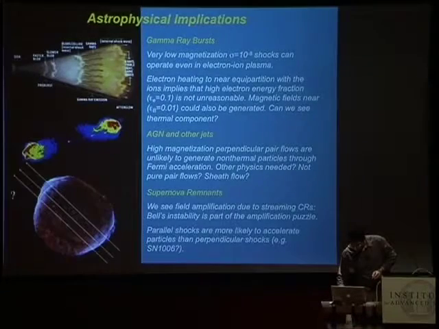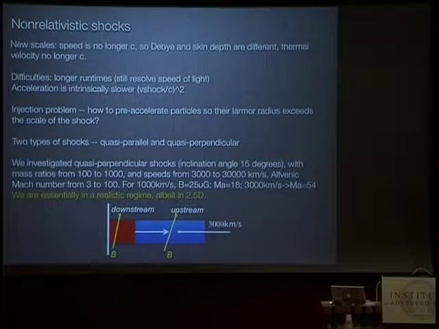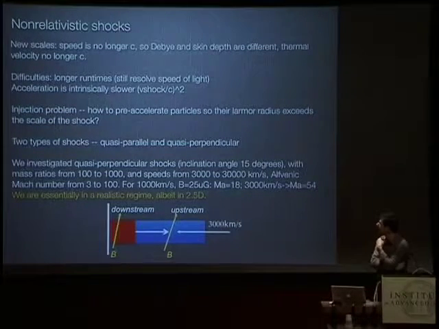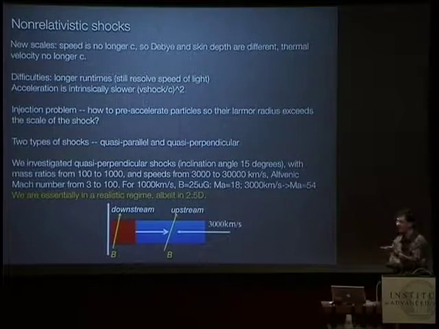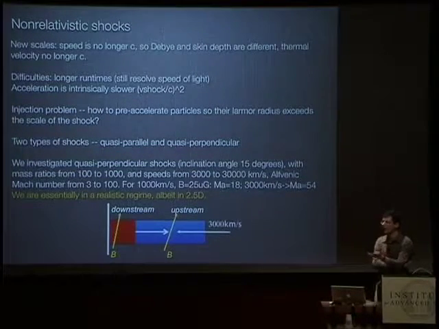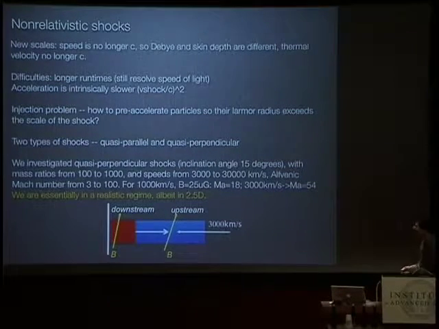Let me just skip this. Right, so non-relativistic shocks are intrinsically more difficult. The main reason is that not everything is moving at c anymore. All scales were the same when you had the thermal velocity equal to the speed of light, when you had motion velocity equal to the speed of light. Now, for a non-relativistic shock, they're all different. And that introduces different scales that you have to be careful that you're resolving or not forgetting about.